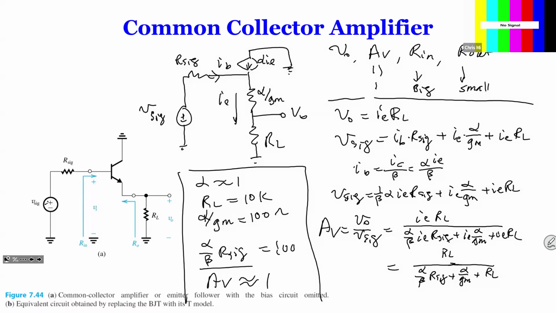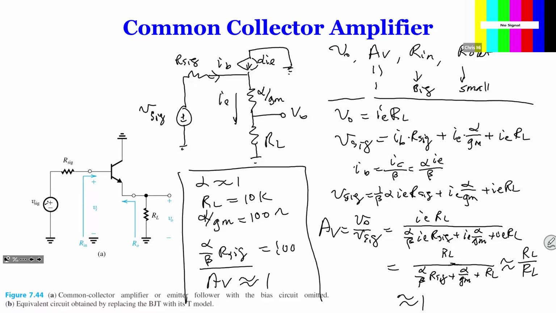The reason this is important is because alpha is approximately 1, but beta is 100. So whatever R sig coming in is divided by 100 already. Even if it's 1 mega ohm, divided by 100, it gets 100 ohm. So that's why I say it's about 100 ohm, and this is about 100 ohm, but this is 10K. 10K in comparison to 200 is very big. You have RL, so basically this goes to approximately 1. So we found the first property: AV is approximately 1.